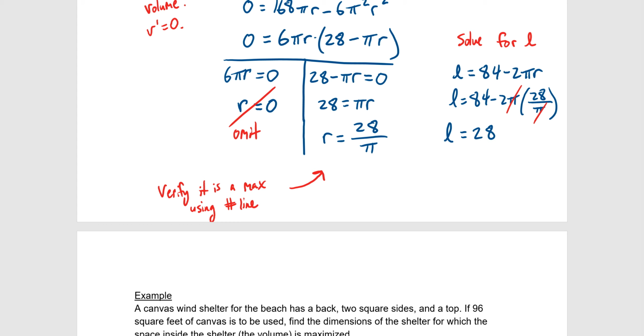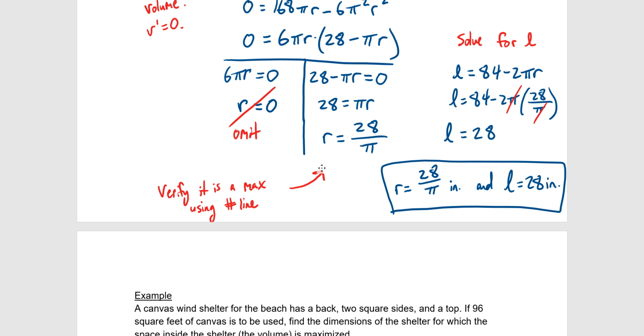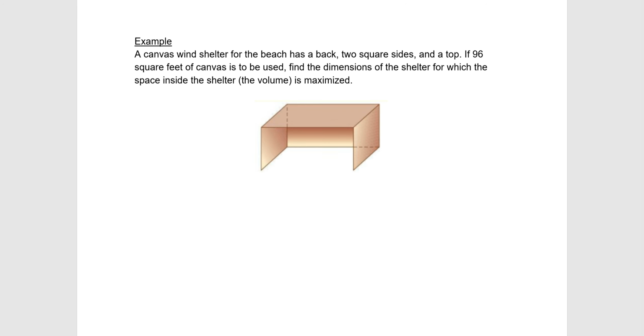So that gives us our two answers. We have r equals 28 over pi inches and L equals 28 inches. And that's going to give us our maximum volume for that parcel. And you could, if you really want to, plug in 28 over pi in the calculator. It's just going to give you a decimal that goes on forever, so you'd have to round. So I'm just putting the exact answer here. Okay, let's do one more example.